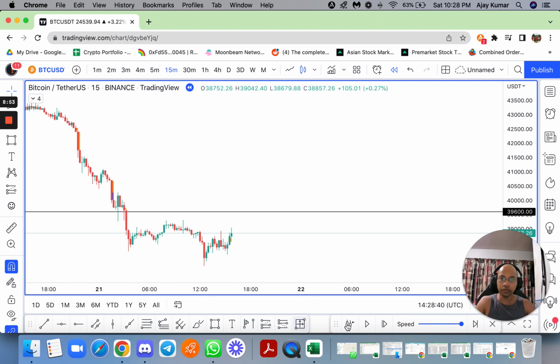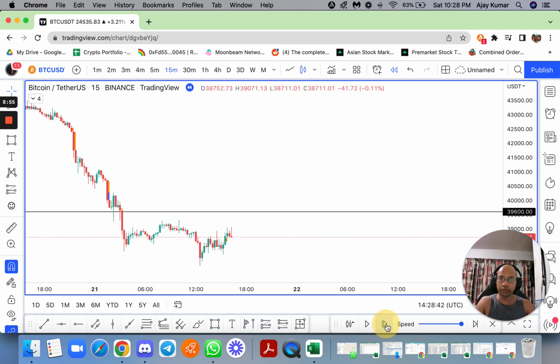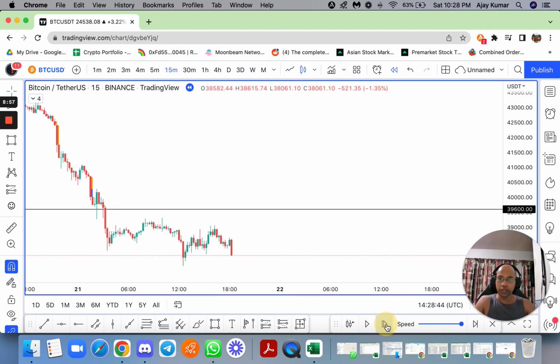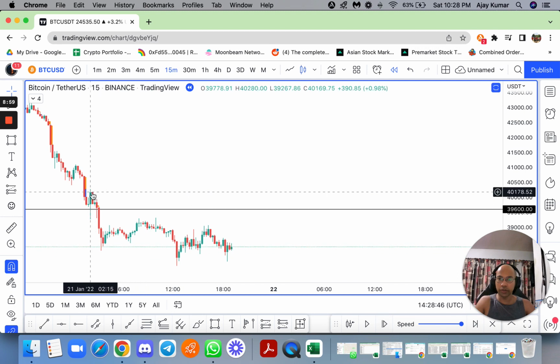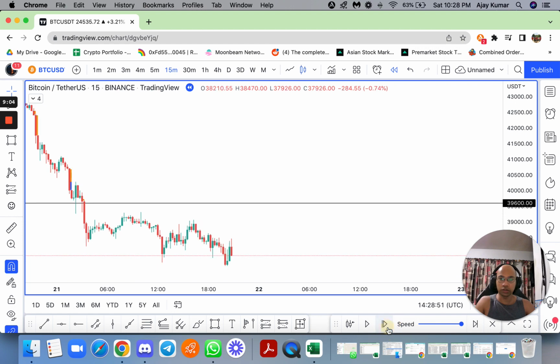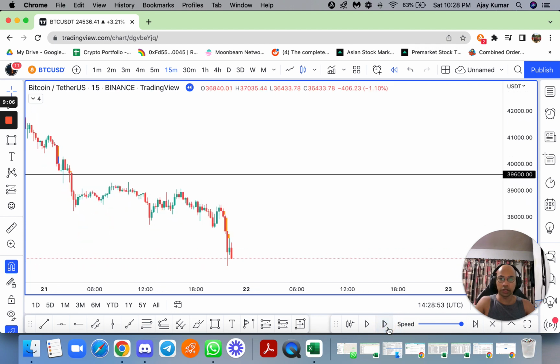Okay, let's look for reversal. Remember, we are looking for a break of this level. It's still not going up. It's still going down, going down, right?